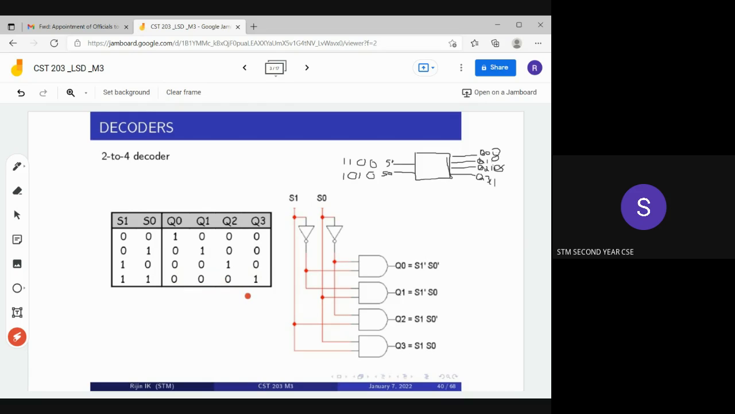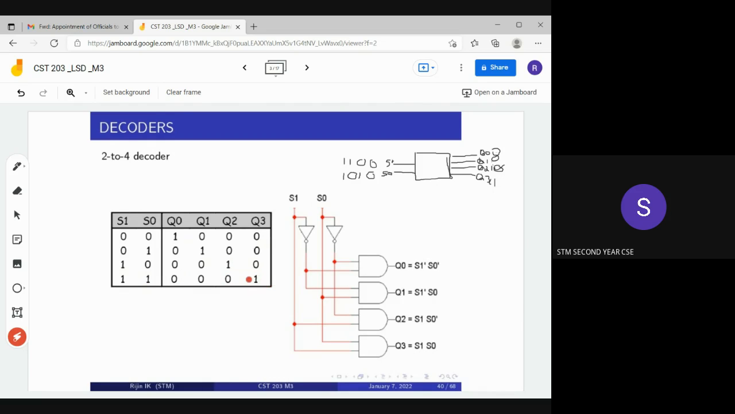So this is the truth table corresponding to a 2 to 4 decoder. A 2 to 4 decoder means it has 2 inputs and 4 outputs. Based on the values of these 2 inputs, one of the output lines becomes active, and the others will be 0. That is what we have written here. For 0 0, the output will be 1 0 0 0. For 0 1, it will be 0 1 0 0. For 1 0, it will be 0 0 1 0, and for 1 1, it is 0 0 0 1.